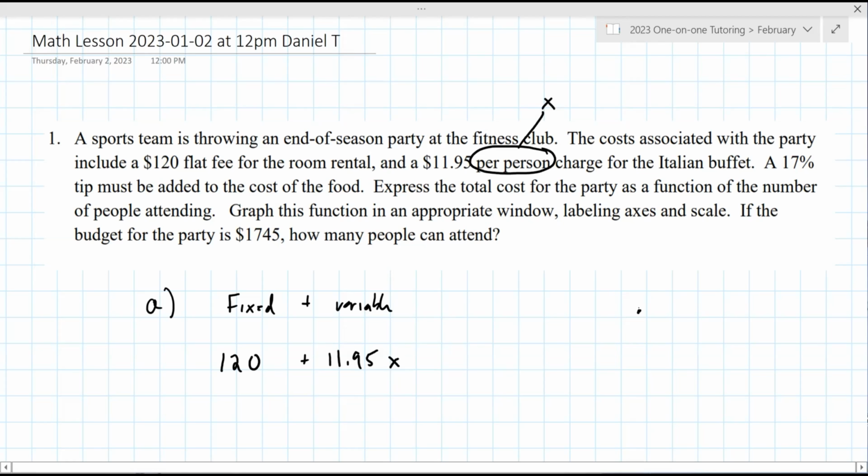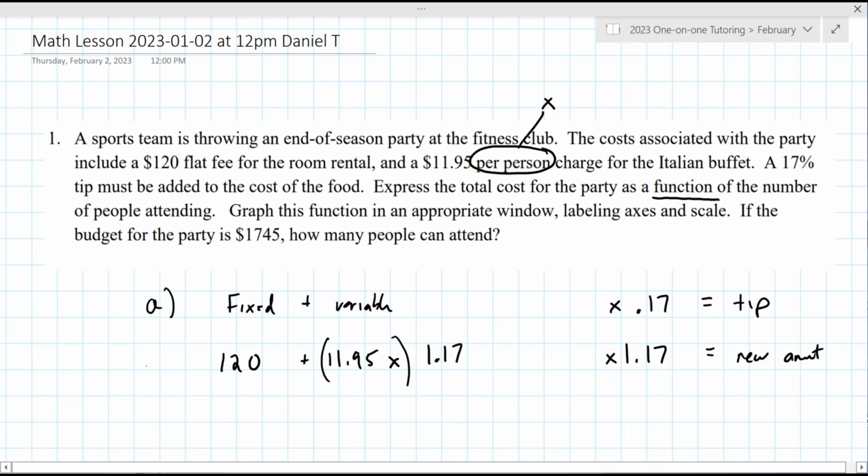If you multiply by 0.17, that just gives you the tip. But if you multiply by 1.17, that gives you the new amount that's due. So my point here is it's not times 0.17, it's times 1.17, because then it includes the original cost and the tip. Is that okay? Is that clear? Yeah. All right, now it says it wants it as a function.